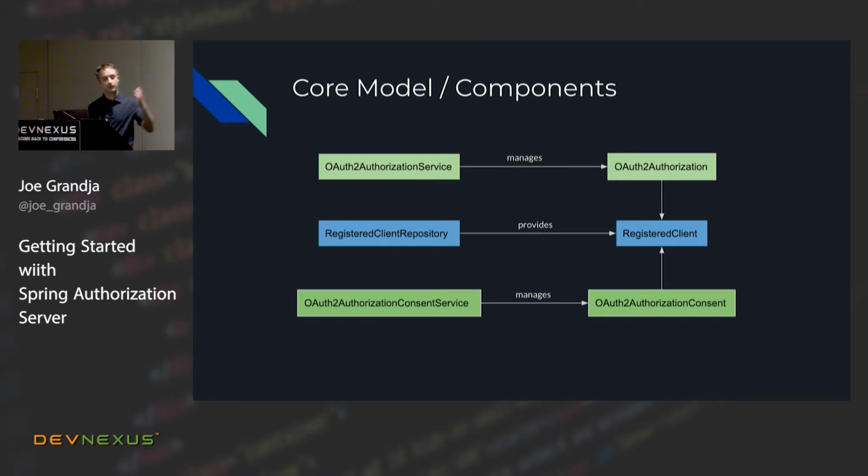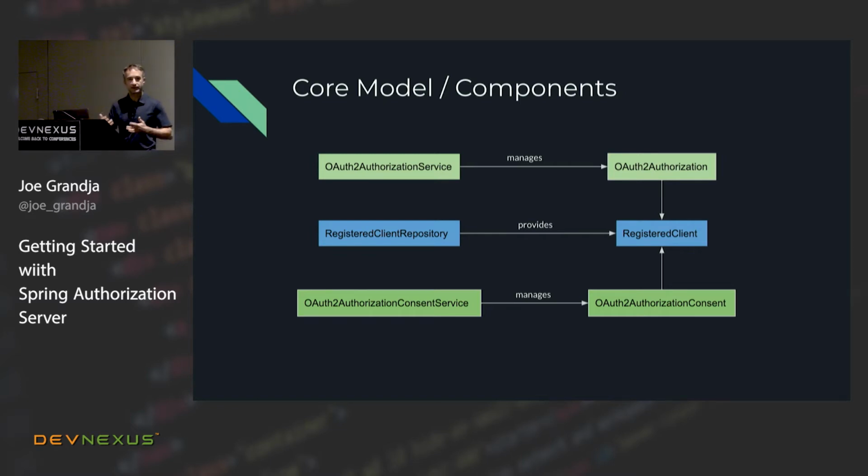So registered client repository, OAuth 2 authorization service, used everywhere, right? All the protocol endpoints. OAuth 2 authorization consent. So this is your typical consent page, right? Do you authorize this client to access profile, email, or it could be more fine-grained, like claims, like I said, email there, right? Or it could be permissions, read, write. Whatever your authorization model is, it's very dependent on your system.